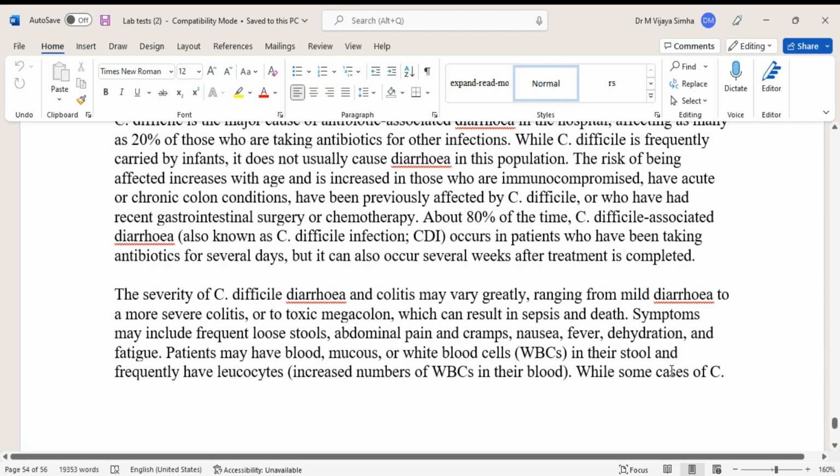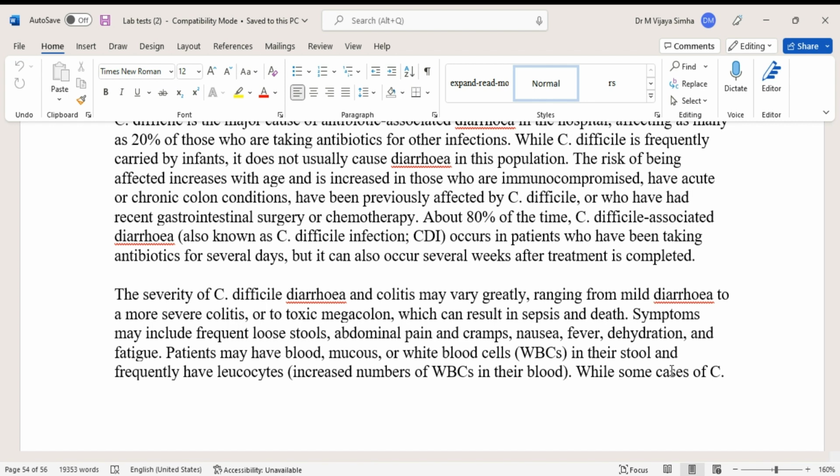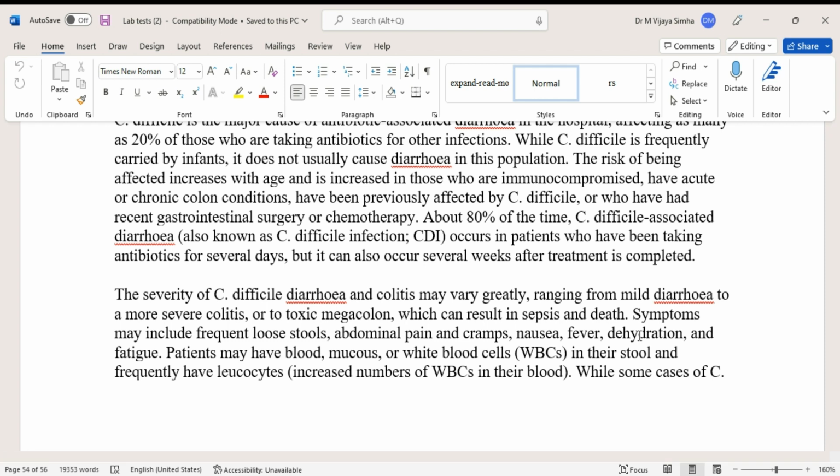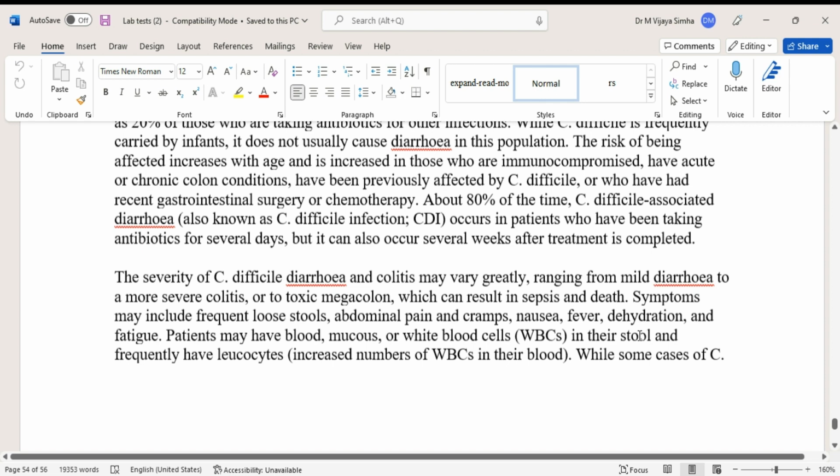The severity of C. difficile diarrhea and colitis may vary greatly, ranging from mild diarrhea to a more severe colitis or to toxic megacolon, which can result in sepsis and death. Symptoms may include frequent loose stools, abdominal pain and cramps, nausea, fever, dehydration, and fatigue. Patients may have blood, mucus or white blood cells in their stool and frequently have leukocytosis.